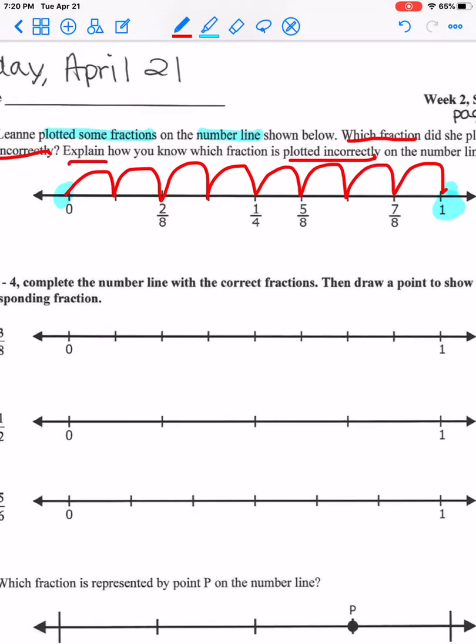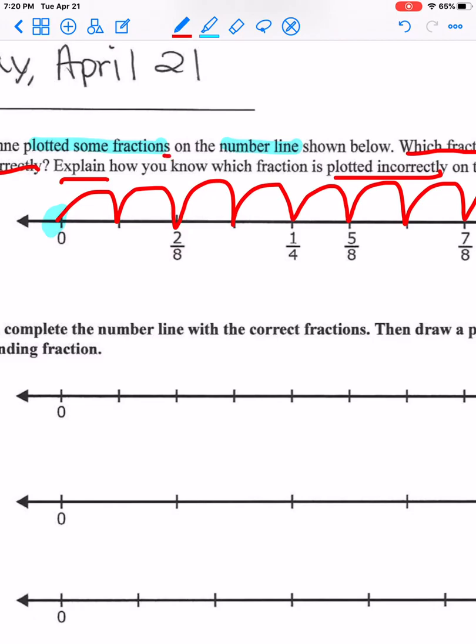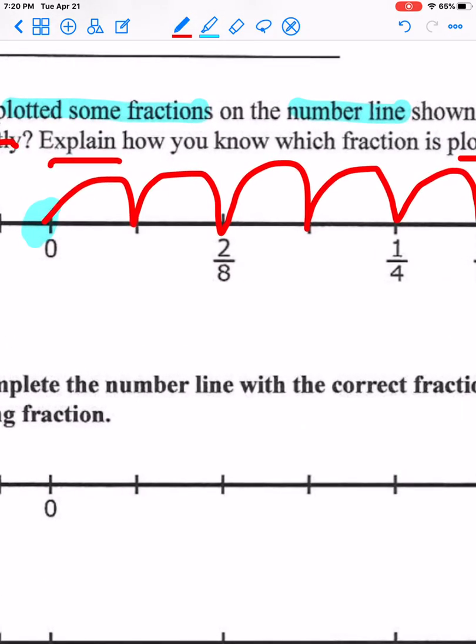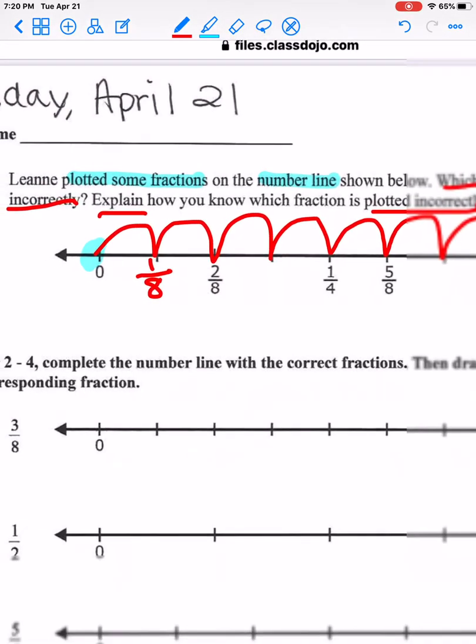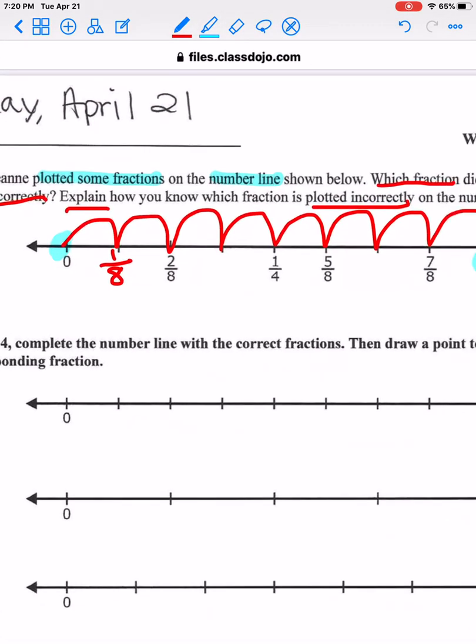Now I can label my fractions. So my first fraction is 1 out of 8. And that's also my unit fraction. The unit fraction is 1 out of 8. But right now, we are labeling each fraction, each equal part. 1 out of 8, 2 out of 8, 3 out of 8.